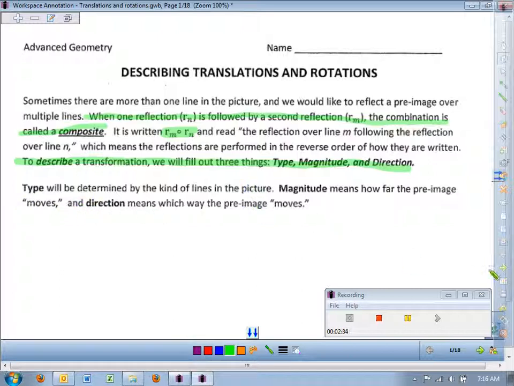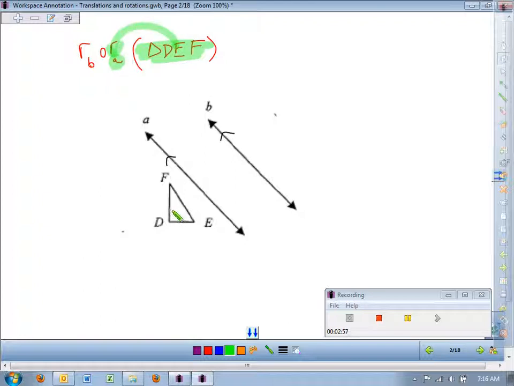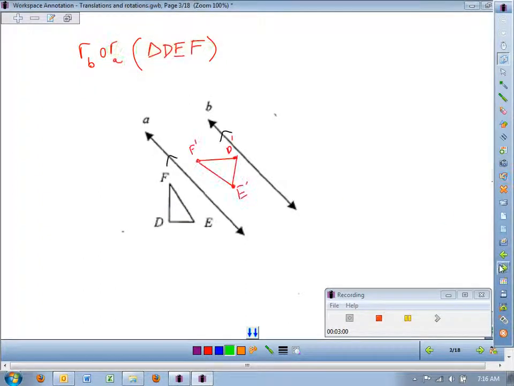So here's a quick example. We're not even actually going to draw these transformations, but I just want to show you what it means because it's so confusing. People are like, what is going on here? So here I have a composite. This says reflection of B following the reflection over A of triangle DEF. Well, since B follows A, isn't it true that they took this triangle DEF and they reflected it over line A first? So it would look like this. Boom! They reflected this triangle DEF over line A.